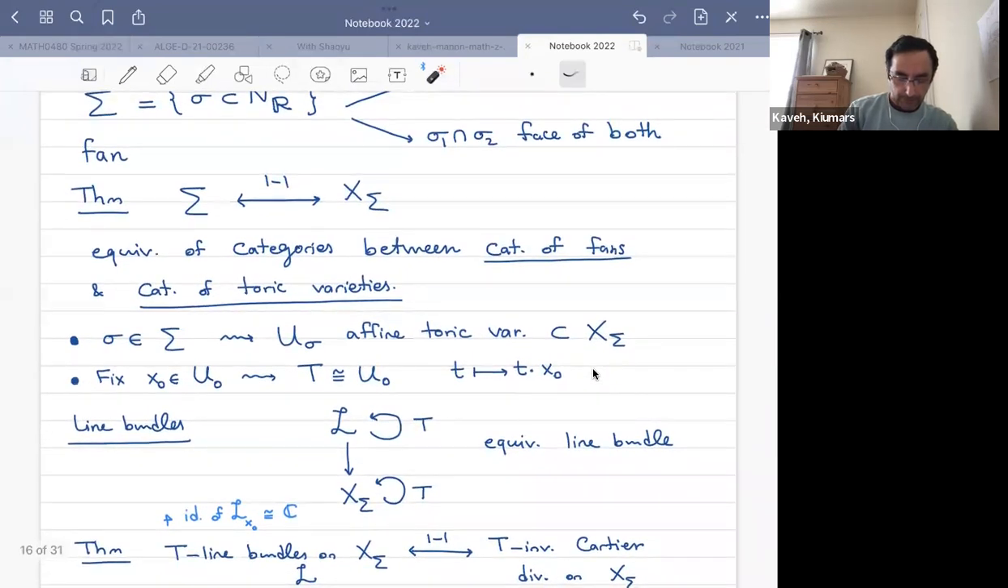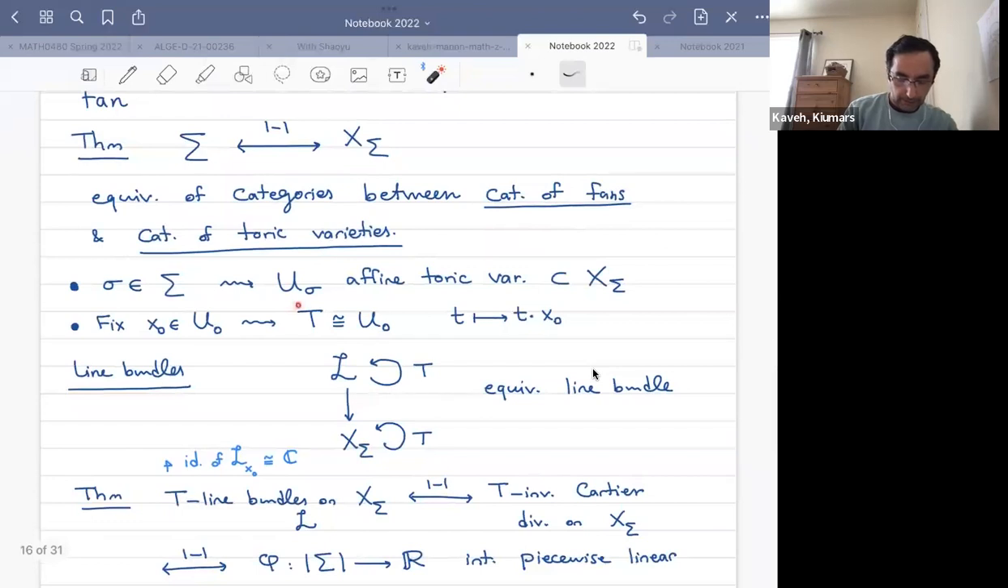And for each sigma in the fan, I have an associated affine toric variety. So cones correspond to affine toric varieties. General toric varieties correspond to fans. And I denote that by U sigma. It's an open torus invariant subvariety inside X sigma. It's an affine chart, T invariant.